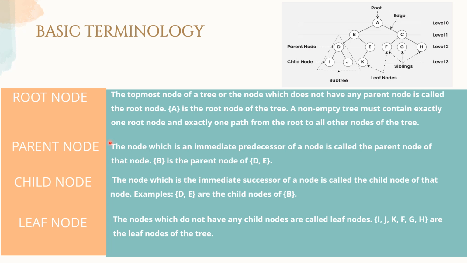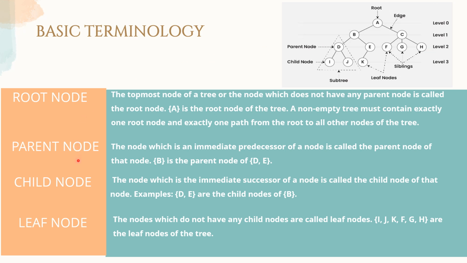Here are some definitions. The topmost node of a tree, or the node which does not have any parent node, is called the root node. Here A is the root node of the tree. A non-empty tree must contain exactly one root node and exactly one path from the root to all other nodes of the tree.